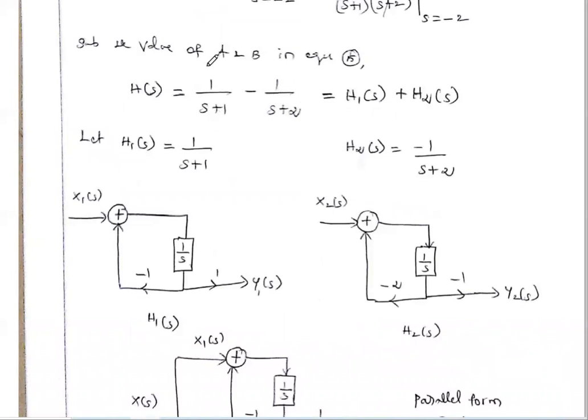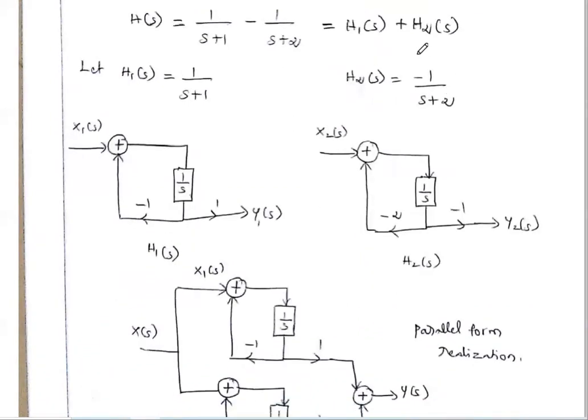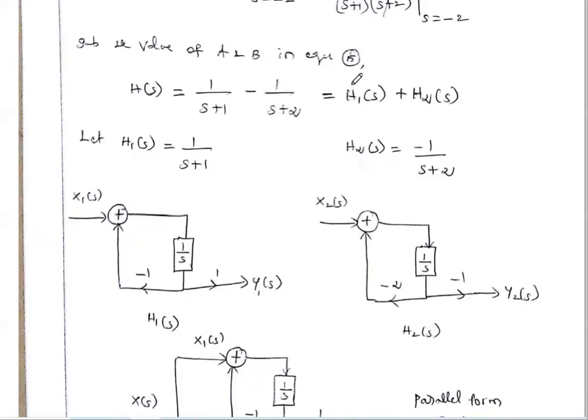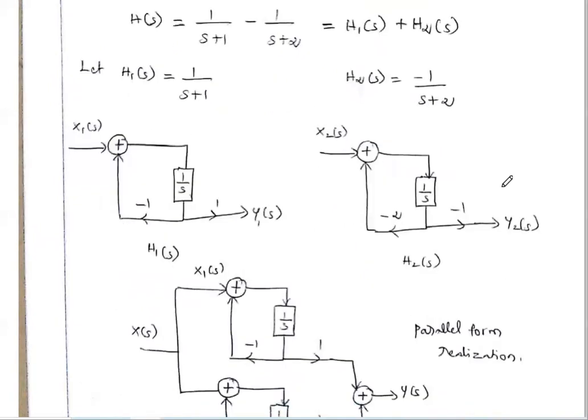In this, 1 by S plus 1 is H1 of S, and minus 1 by S plus 2 is said to be the H2 of S. So H of S can be written as the addition of H1 and H2. What is the next step? We have to realize H1 and H2 in direct form 2 realization as per the previous method.